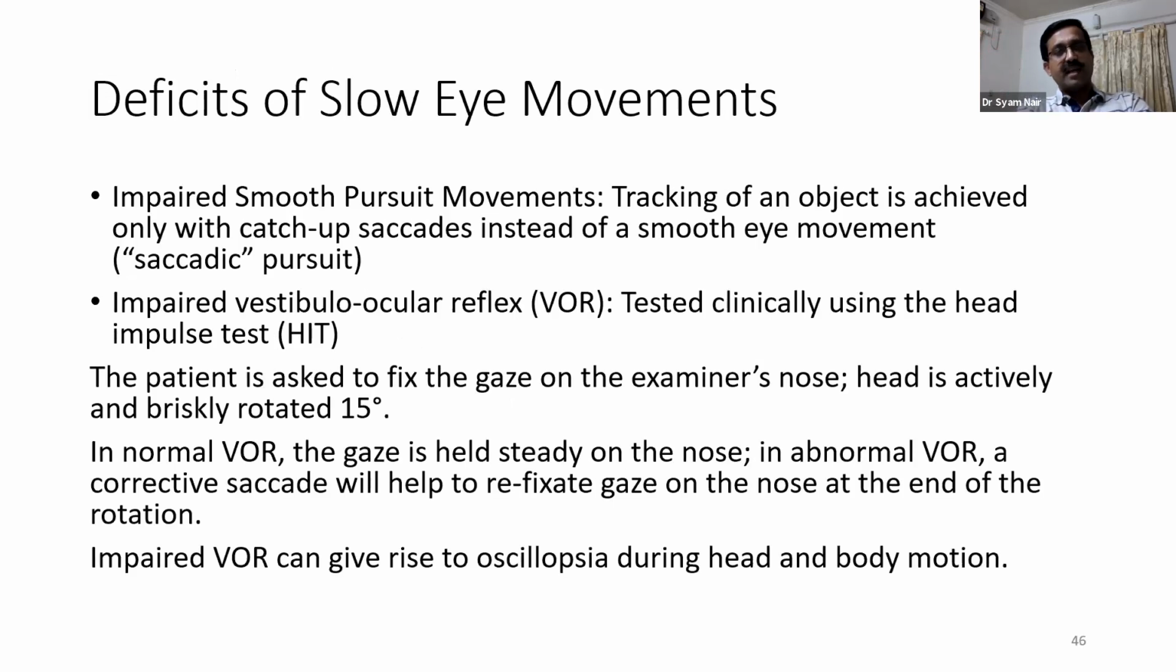In addition to these saccadic intrusions, patients also will have deficits of slow eye movements. One is the impaired smooth pursuit movement. The tracking of an object is achieved only with catch-up saccades. When you are following a moving object, generally your eye moves very smoothly. But in cerebellar disorders, you find that there is a lag, and this is compensated by a catch-up saccade. This is called saccadic pursuit. And the vestibulo-ocular reflex also is generally impaired in patients with cerebellar disorders. We will see in the video how it is elicited.